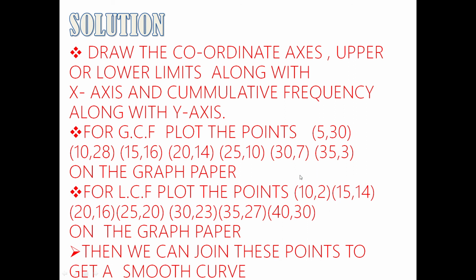These are upper boundaries, upper classes, with cumulative frequencies: 10, 2; 15, 14; 20, 16; 25, 20; 30, 23; 35, 27; 40, 30, on the graph paper. Then we can join these points to get a smooth curve. The smooth curve should be drawn with the hand, not with the scale. So you should remember that.